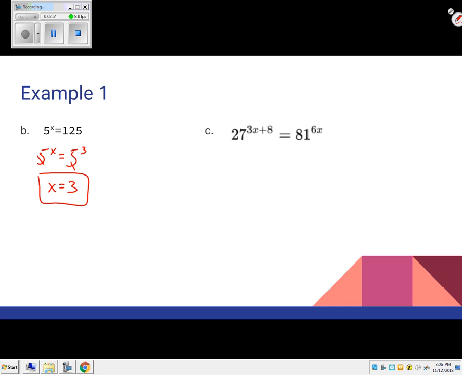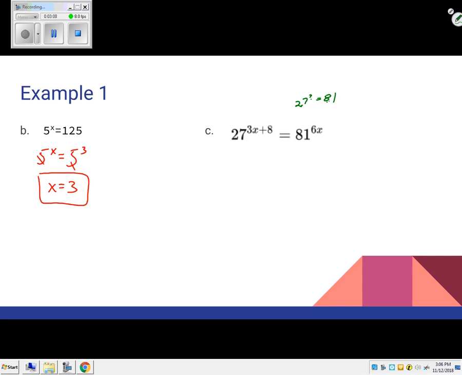Let me get you going on part C. On part C, I want to make both of those bases smaller. I can't think of 27 raised to what power gives me 81. I don't know what that is. So that's not going to happen. I'm going to need to lower both of these.